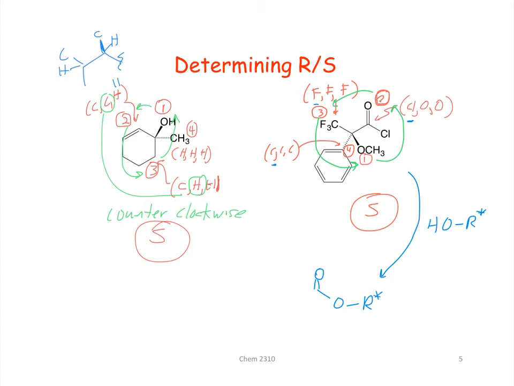Everything else stays the same. We don't affect this chirality over here. And we get this molecule here. This is called an ester. Notice that this type of ester now has some chiral group over here that we can't see, and it has this chiral center right here. This, without going into detail right now, will allow us to determine the chirality of the group over here.